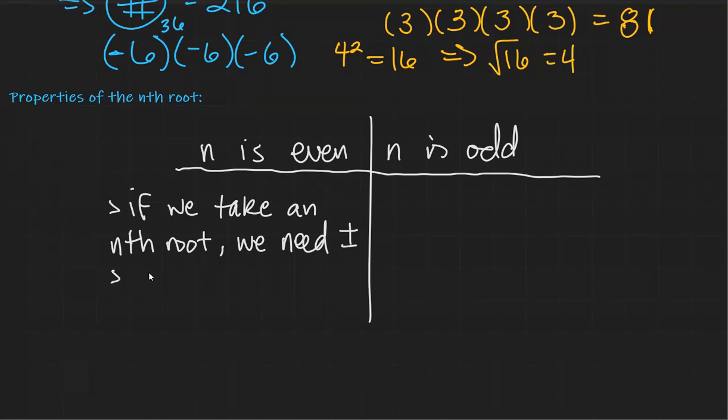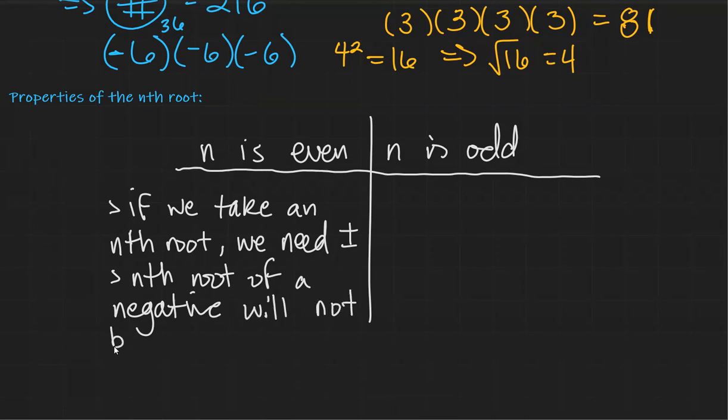Second property for even roots, then: the nth root of a negative number will not be real. Okay, we get imaginary. Okay, so whenever we do the nth root, so if we do a 4th root of a negative, we get an i, maybe not the same kind of i, we actually get a different kind of i. We won't focus on that in this class, but just know we still get some kind of imaginary number. Same thing with the 6th root and the 8th root and the 10th root, etc.